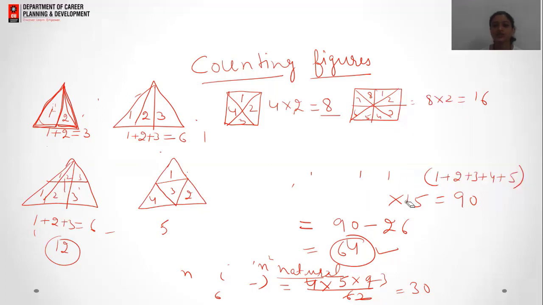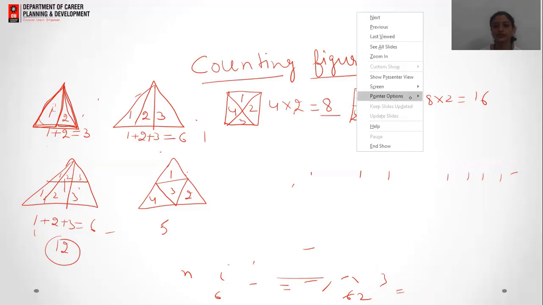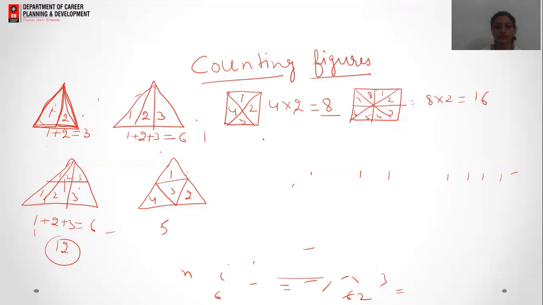Now, if we need to count the number of straight lines, let's take the example of a figure. If we need to count the number of straight lines in that figure, how can we count the total number of straight lines, or the minimum number of straight lines required to construct the given figure? Let's suppose that this figure is given to us.